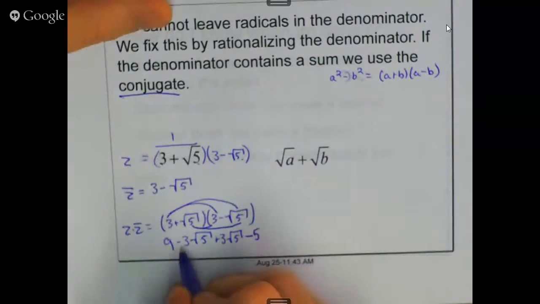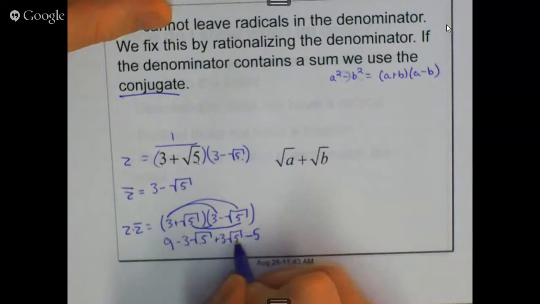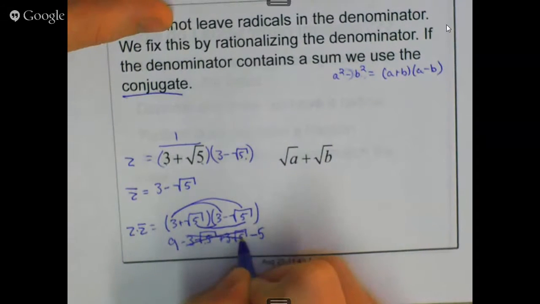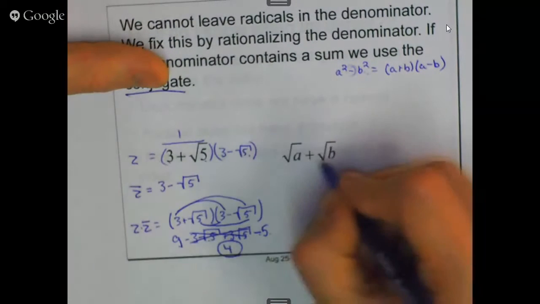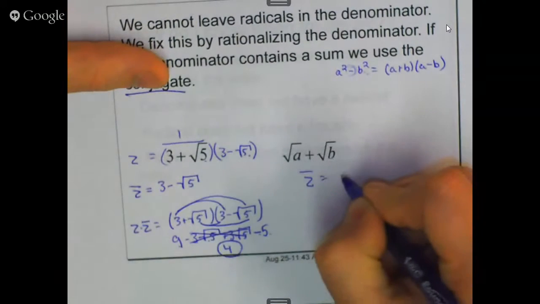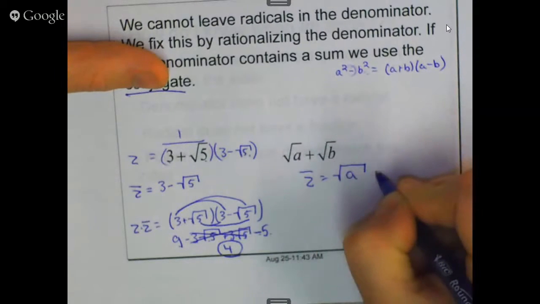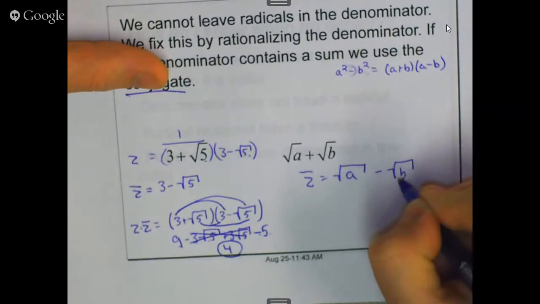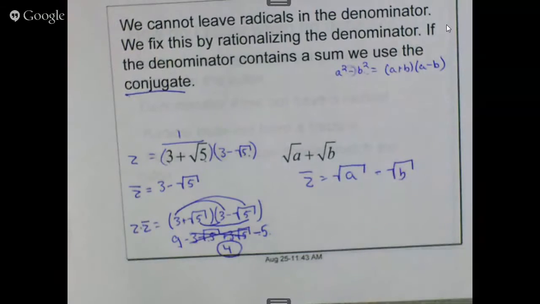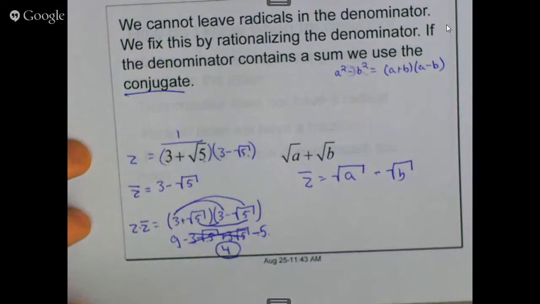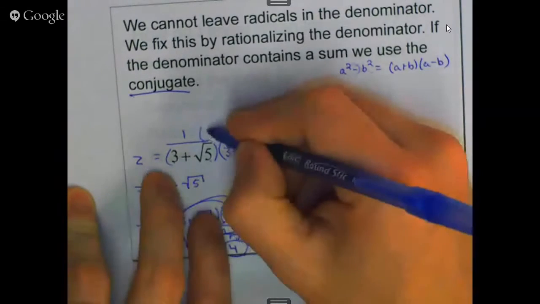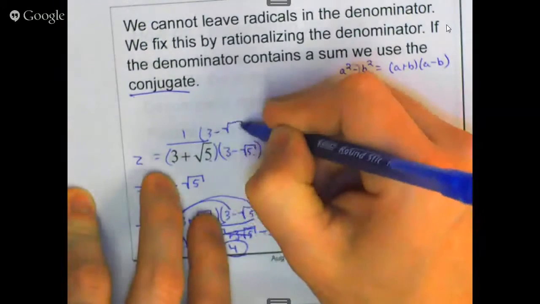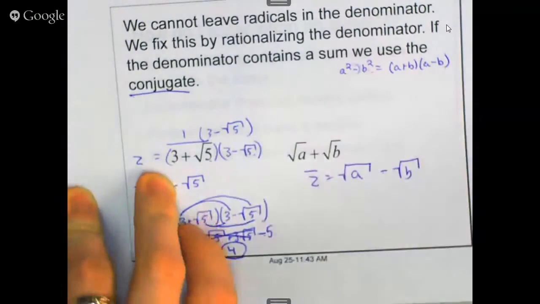Okay, so here you have minus 3 radical 5 plus 3 radical 5. Those go away. You have 9 minus 5, which is 4. So it goes away. And then in this case, z bar would be a minus square root of b. And then my radicals would go away. Again, I'd have to do this to the top. I can't just multiply the bottom by that number there.